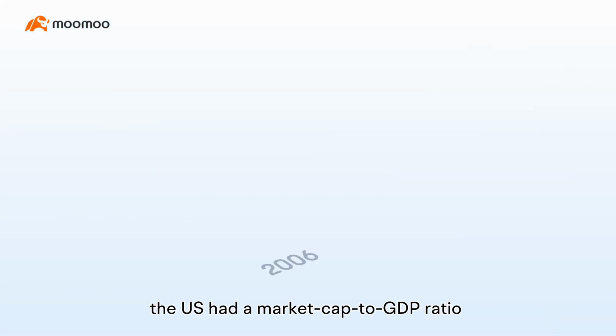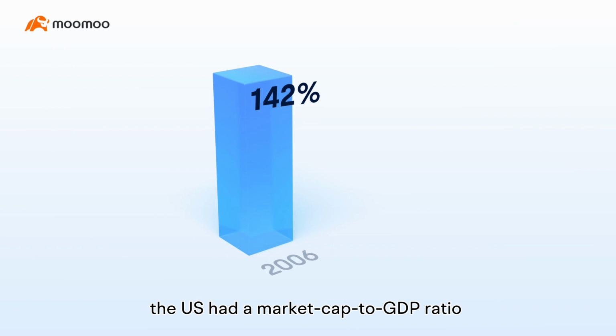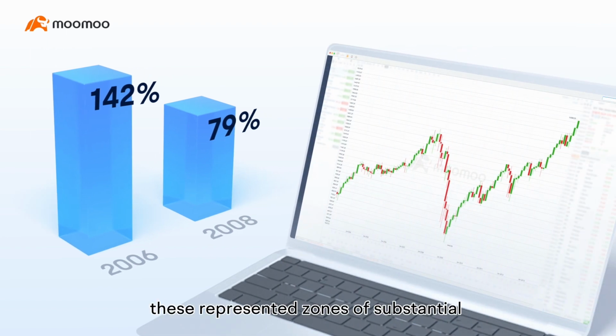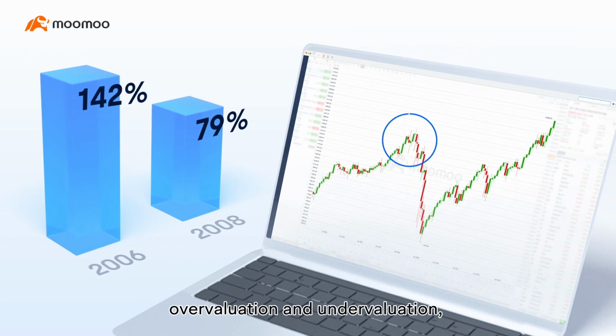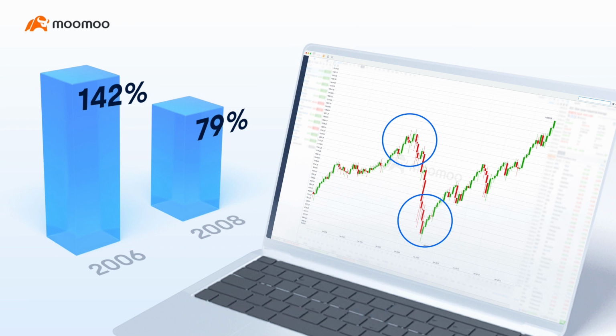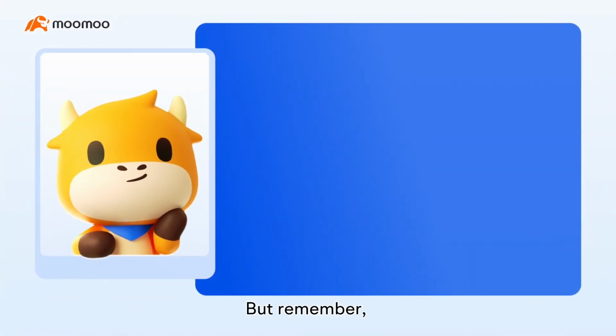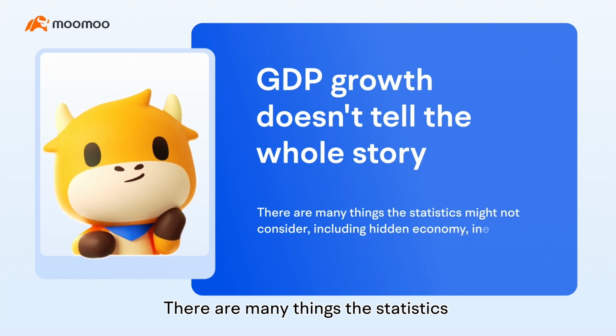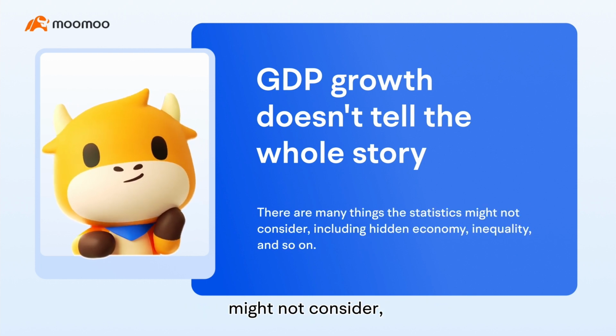For example, the U.S. had a market cap to GDP ratio of 142% at the end of 2006, which dropped to 79% by the end of 2008. In retrospect, these represented zones of substantial overvaluation and undervaluation, respectively, for U.S. equities. But remember, GDP growth doesn't tell the whole story. There are many things the statistics might not consider, including hidden economy, inequality, and so on.